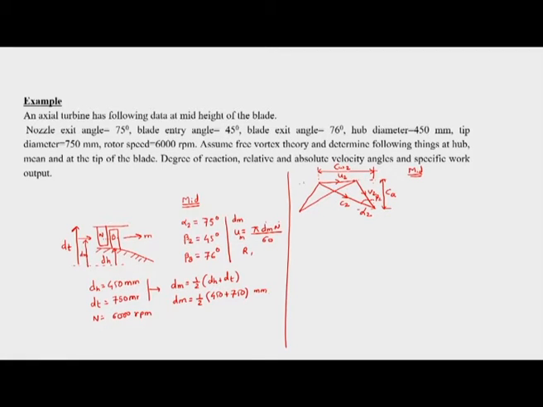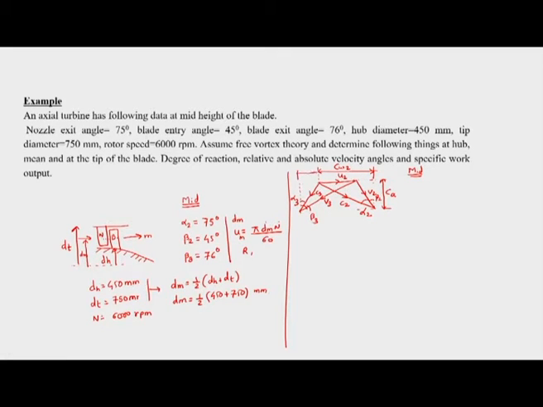Similarly, if we go to the outlet velocity triangle, this is V3, this is C3, and then we have this as alpha 3, and this as beta 3.